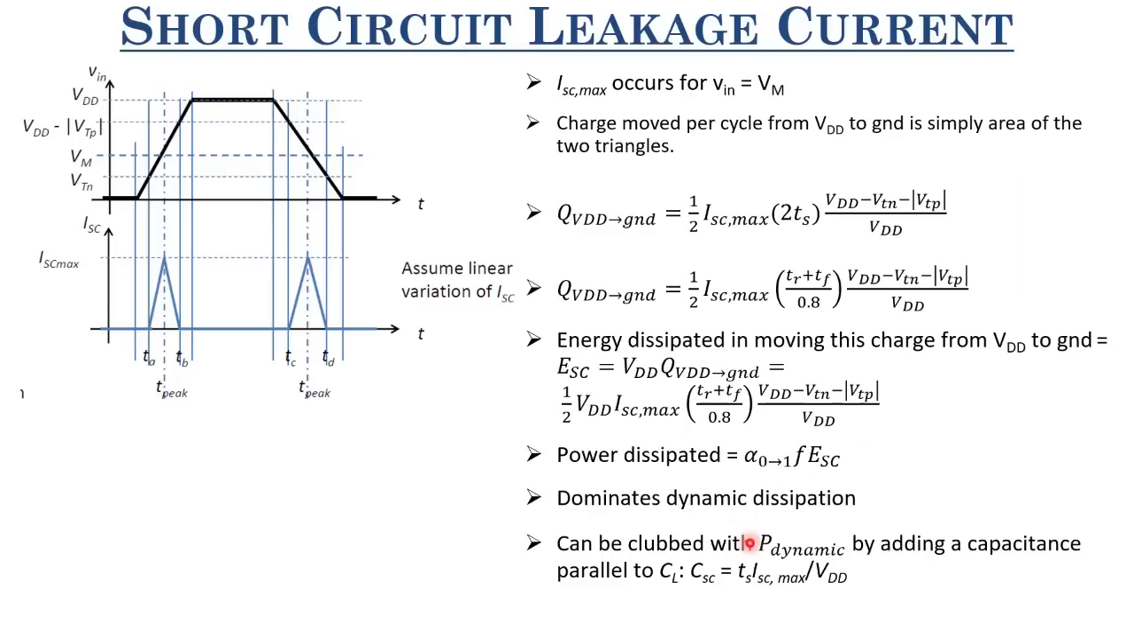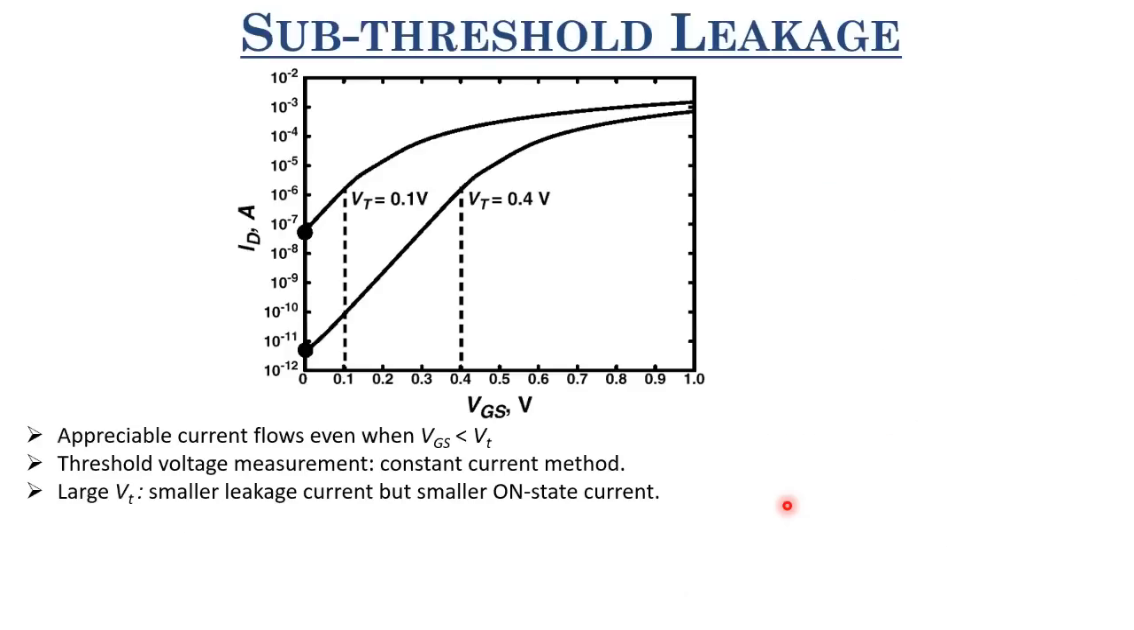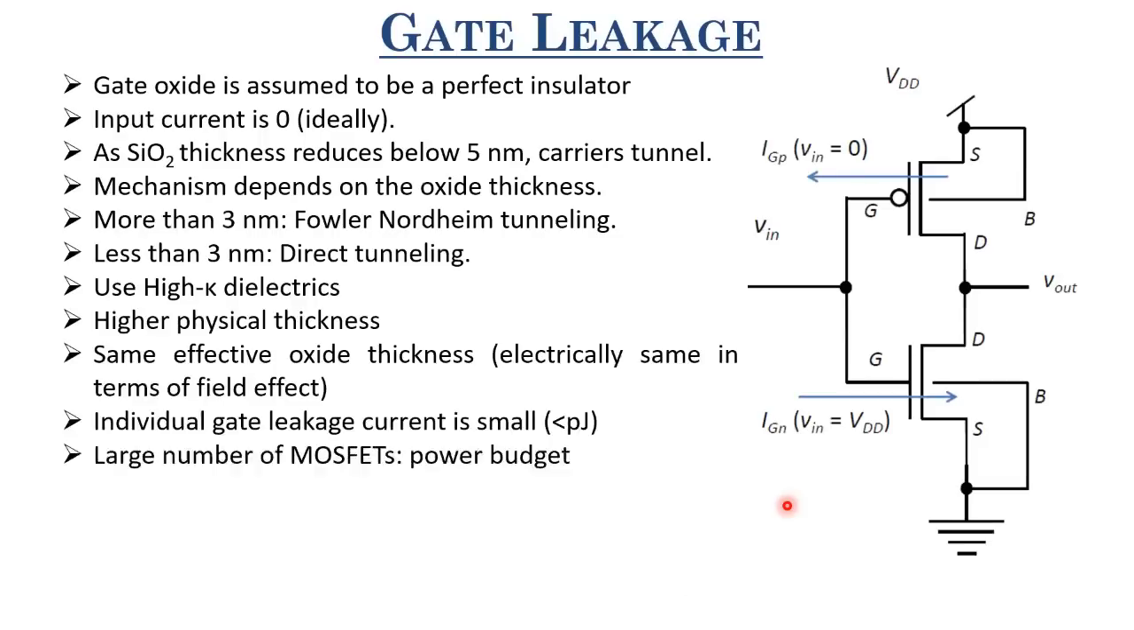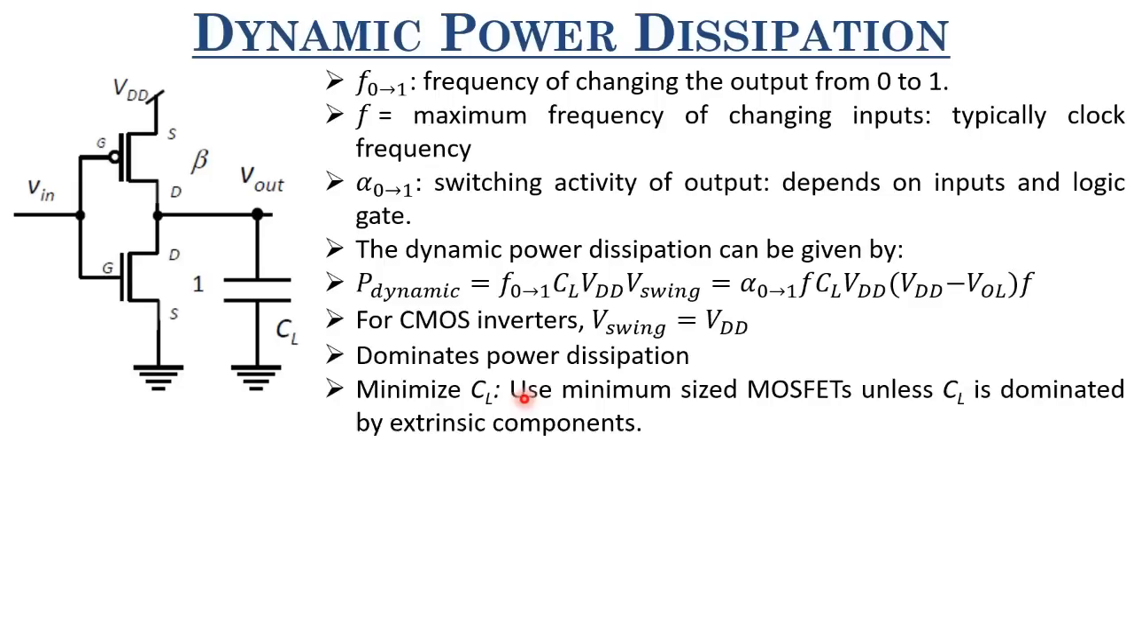And you can also club this with P dynamic by replacing this expression by an additional capacitance in parallel to CL. If you represent that capacitance by CSC, the short circuit capacitance, with magnitude TS ISC max by VDD, then in the formula for dynamic power dissipation you just have to replace CL by CL plus CSC, times VDD square. And that will give you what? That will give you power dynamic plus power short circuit.